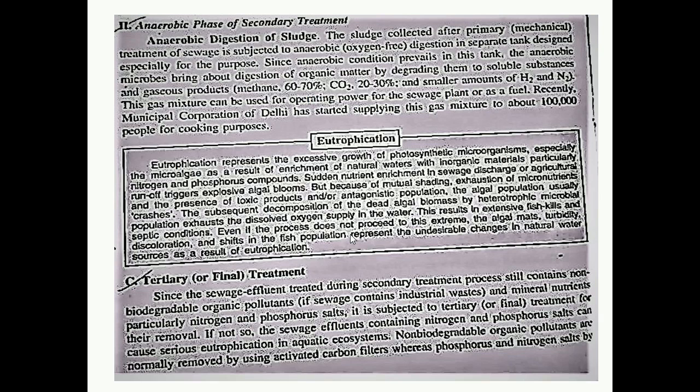Next, we are observing the anaerobic phase of secondary treatment. Anaerobic digestion of sludge. The sludge collected after primary treatment of sewage is subjected to anaerobic digestion in a separate tank designed especially for the purpose. Since anaerobic conditions prevail in this tank, the anaerobic microbes bring about the digestion of organic matter by degrading it to soluble substances and gaseous products.